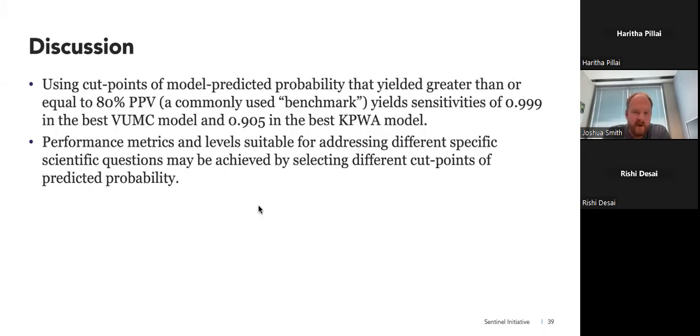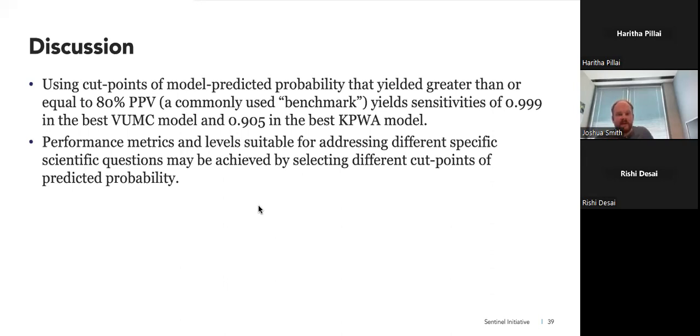Using cut points of model predicted probability that yielded greater than or equal to 80% PPV, which is a commonly used benchmark in these studies. For 80% PPV, we got sensitivities of 0.99 in the best VUMC model and 0.905 in the best KP Washington models. So at both sites, we were able to achieve a usable model.